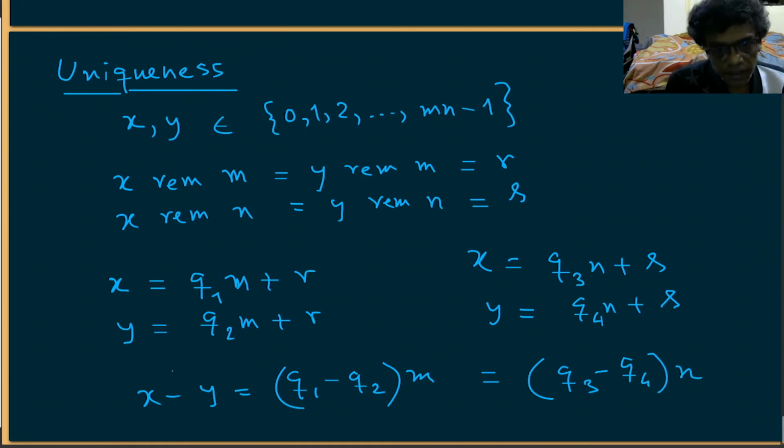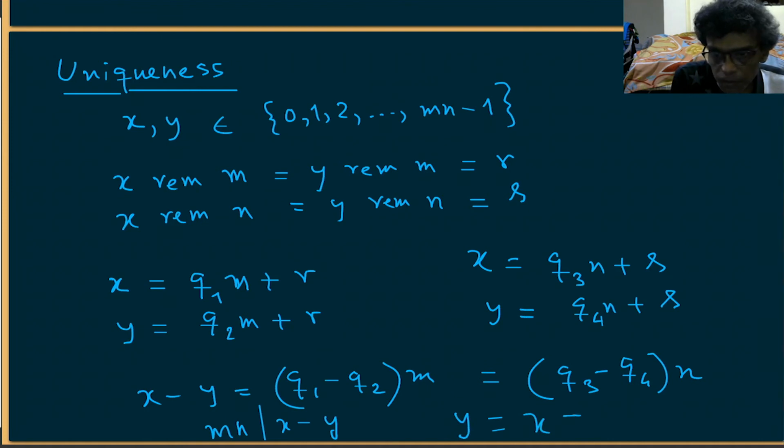Okay. So this says that X minus Y, this quantity, is a multiple of m as well as a multiple of n. That is, it is a multiple of both m and n, and that is, it is a multiple of LCM of m and n. Okay. But m and n are given to be coprime. So their LCM is nothing but mn. So mn divides X minus Y. So Y must be of the form X plus some k times mn.